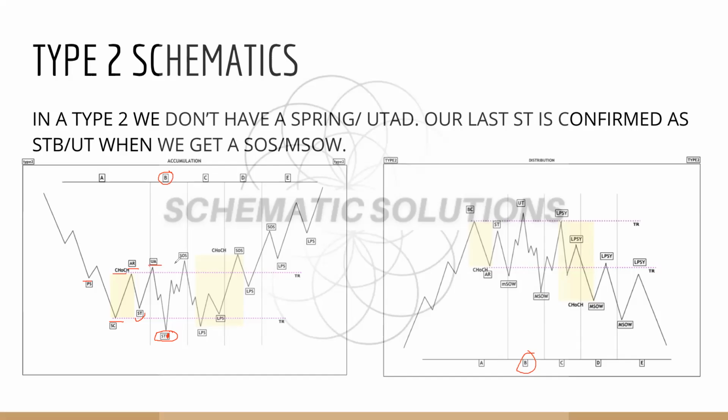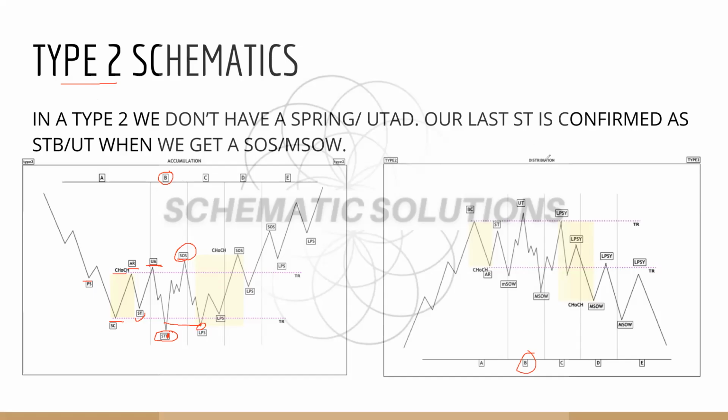until price pushes up, breaks structure, and trades outside of our trading range and gives us a sign of strength. Once we get this sign of strength, that confirms our type 2 schematic, and that allows us to look inside our STMB for entries. We catch our entry at our LPS, our last point of support, and we walk price up.